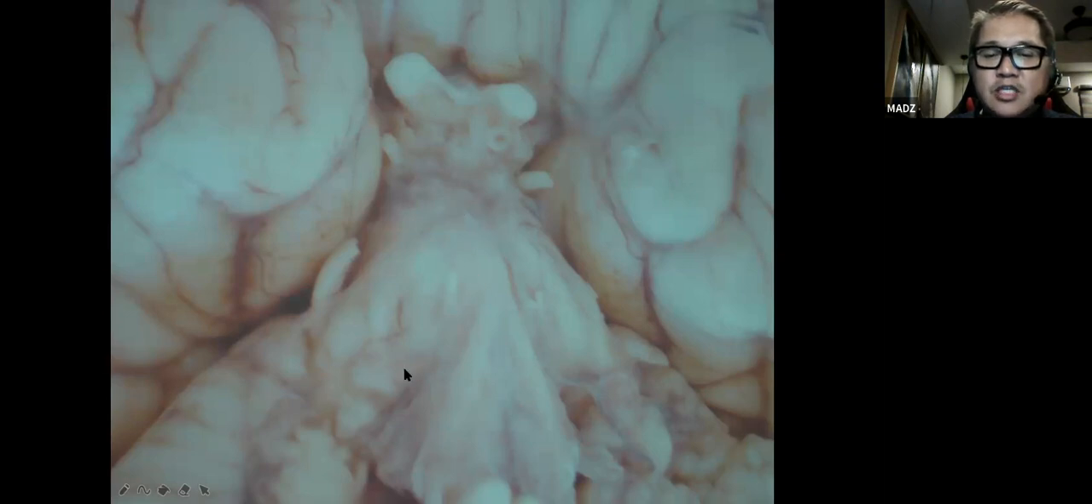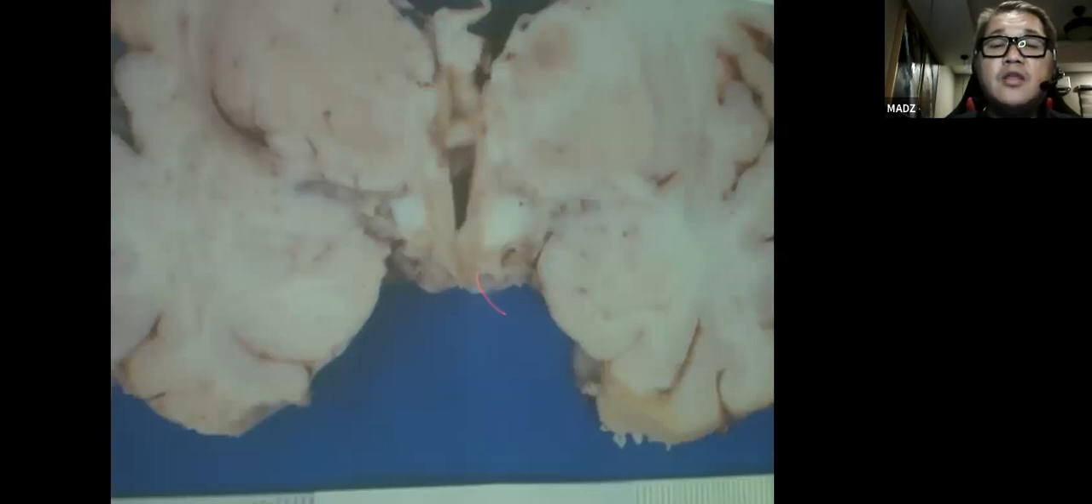I just want to show that inflammatory cells, or pus, usually accumulate in the base of the brain also. So another picture here with a coronal section of the brain. I'm showing here that this is pus. Okay.